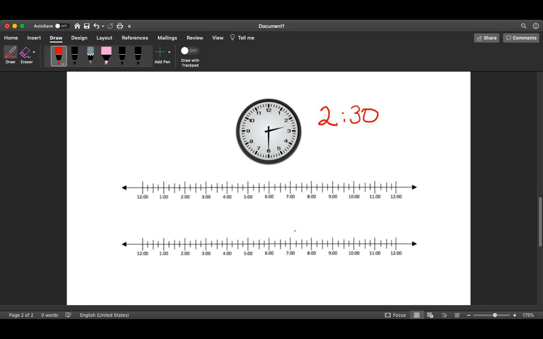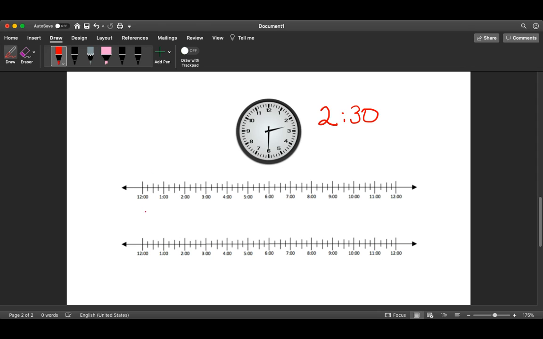Now let's say that we are going outside to play at 2:30 and we're going to stay outside for an hour. If we're going to stay outside for 1 hour, then we know that the minute hand has to go all the way around 60 minutes. Well, let's look at what that looks like on the number line.